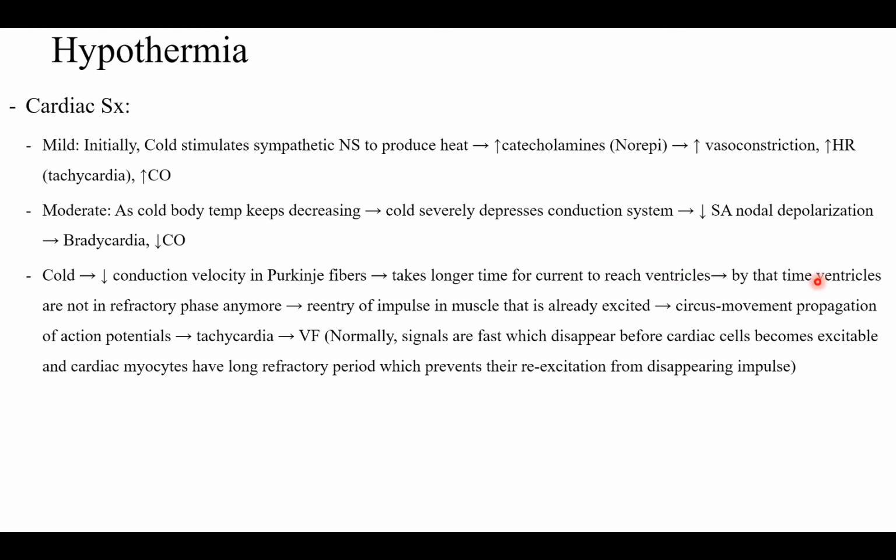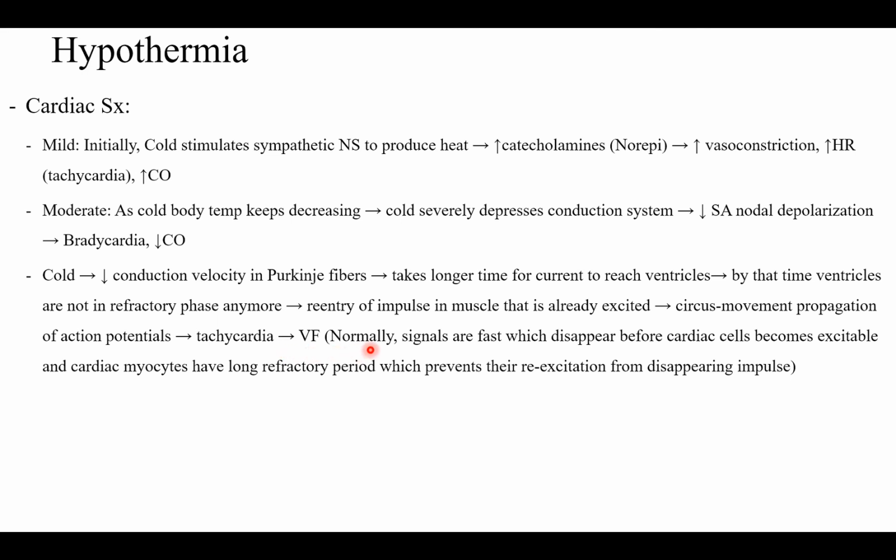By that time, the ventricles are not in the refractory phase anymore, so you have re-entry of the impulse in muscle that is already ready to get excited. This develops circus movement, propagation of action potentials, that leads to tachycardia and ultimately leads to ventricular fibrillation.